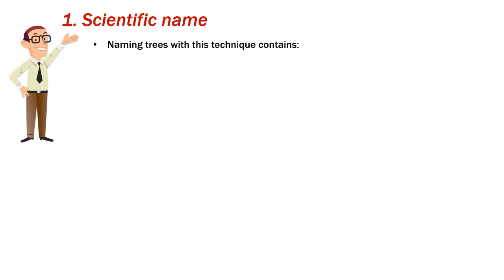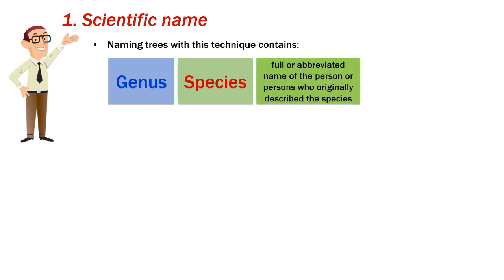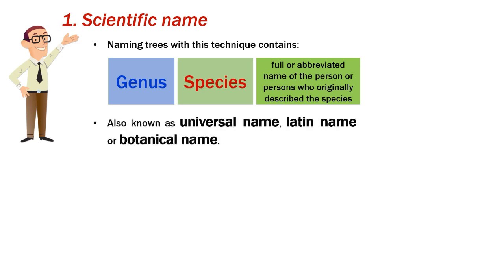So naming trees with this kind of technique contains, first in order, genus, followed by species, and followed by the full or abbreviated name of the person or persons who originally described the species. So this technique is also known as universal name, Latin name, or botanical name. This is a standard name used worldwide.